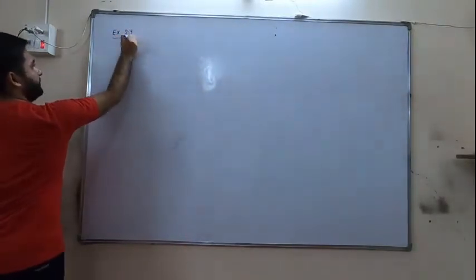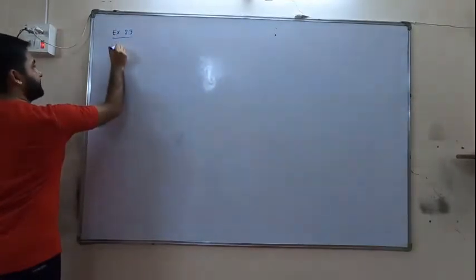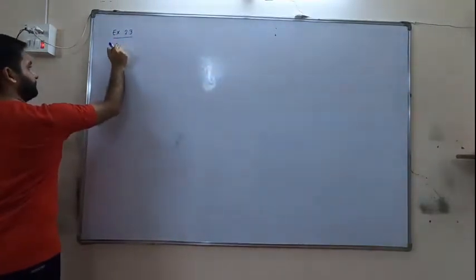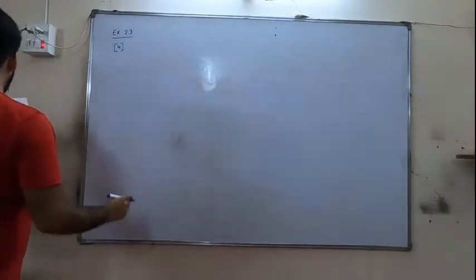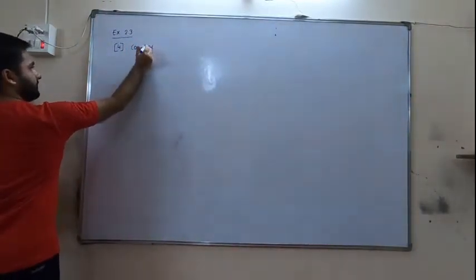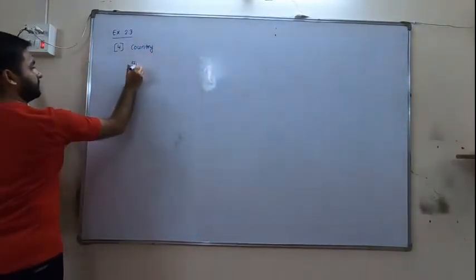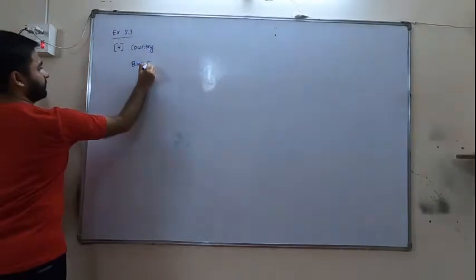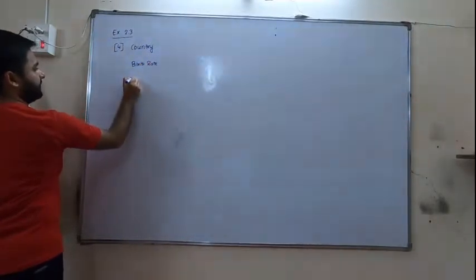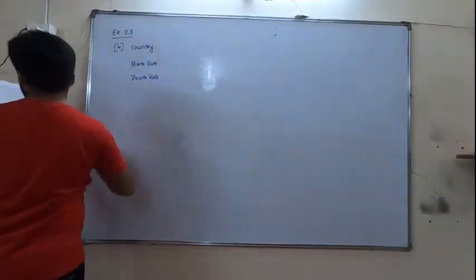Exercise 2.3, we have sum number 4. First we are writing the data. Country, birth rate, death rate.